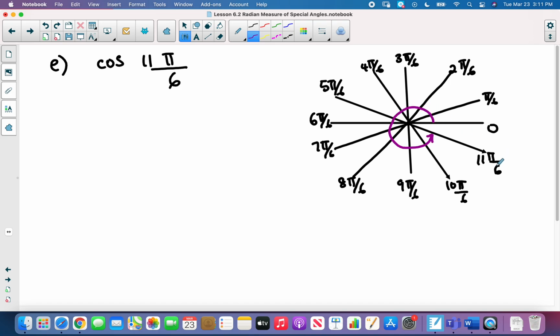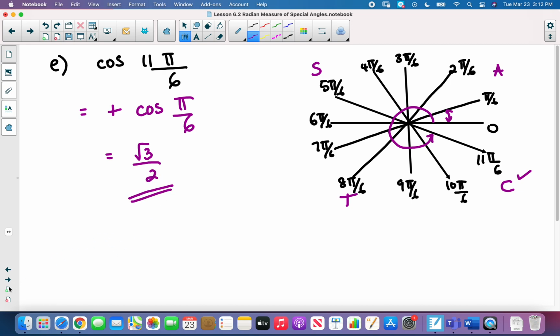So it's in the fourth quadrant where cosine is positive. If you remember the CAST rule, C-A-S-T, this angle, 11 pi over 6, ends in the fourth quadrant. So our answer is going to be positive. But what is it numerically going to be the same as? It'll be the same as cosine of pi over 6, because that's the related acute angle, this angle here. Pi over 6, as you know, is 30. Cosine of 30 is root 3 over 2. So the answer is plus root 3 over 2.